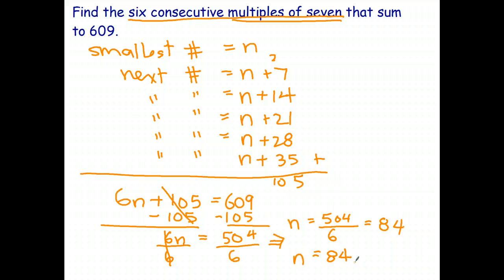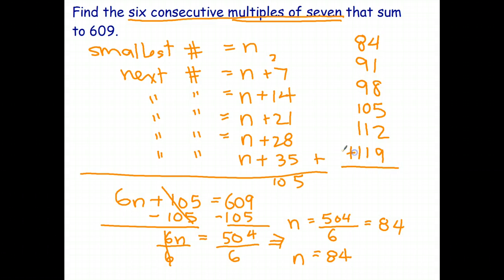And once again, I'm going to check it. I'd probably use a calculator to check it, being a bit lazy. So I've got 84, add 7 onto that is 91. Add 7 onto that is 98. Another 7, 105. Another 7, 112. And another 7, 119. So there's our 6 consecutive multiples of 7. And I'm going to add them up in my head. Yep, I get 609. How about that? So that answer, in fact, is correct.